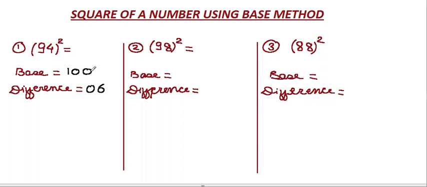94, 100 से कितना digit कम है? 6 digit. We have written here 06. Why 06? Because in the base we have 2 zeros. तो जितने zeros base में होते हैं उतने digit का हमें difference लिखना होता है.